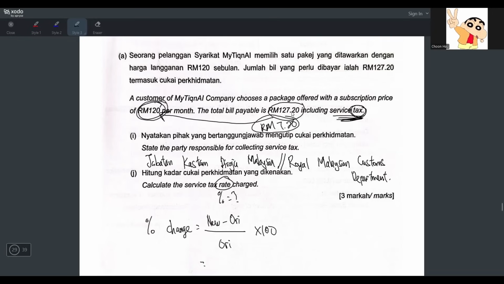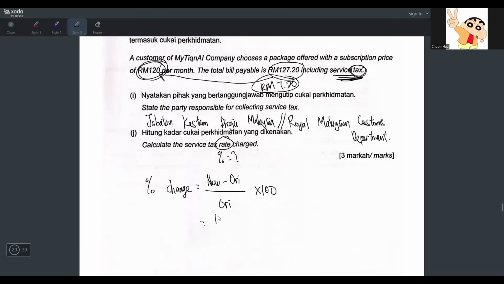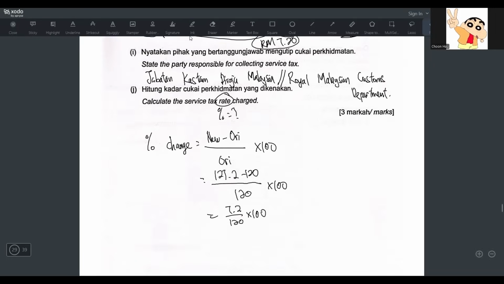Because you take 127.2 minus 120, right? So when you take new minus original, you are taking 127.2 minus 120. Divide with the original price, which is 120, times 100. And you already know on top here you get 7.2. So 7.2 over 120 times 100. The bottom must be 120 because that's the original price before the service tax. Now press this and you should get the answer. My calculator gives me 6. So that's the answer, 6%. That's all. Done.